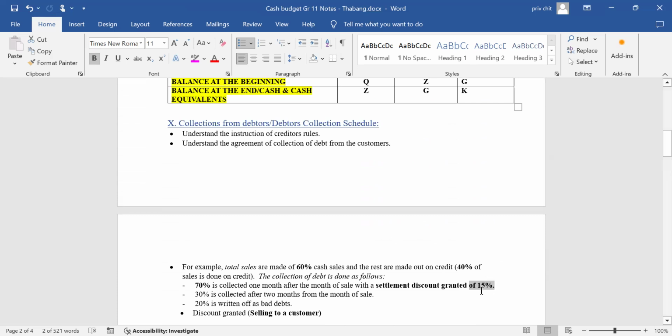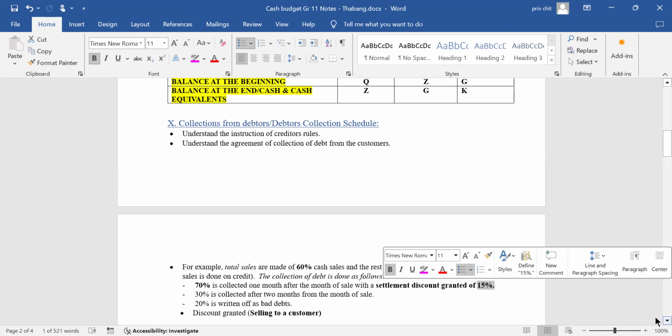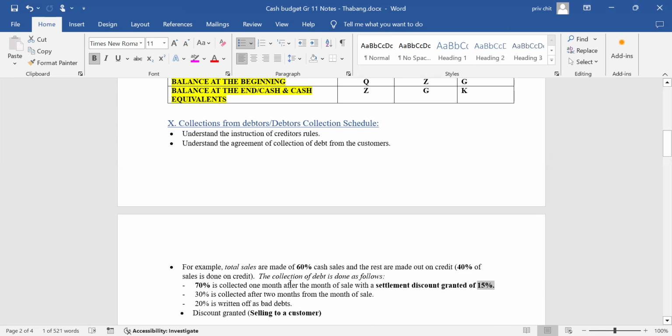So what is 100 minus 15, young men? 100 minus 15 is 85. Exactly. So you're going to first of all say 100,000 times 70% times 85%. Why? Because what the debtor or the customer is paying, they are paying after we have deducted a 15% discount. So what is left? It's going to be 85%. So the amount that we are receiving in that case will be 59,500. Does it make sense? Yes.